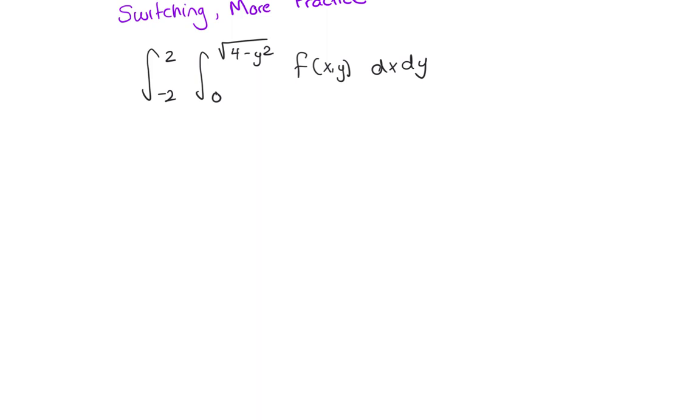All right, let's do one more example of switching the order of integration here. I'm going to do the same thing and look at this graphically. I've got x equals 0 and x equals the square root of 4 minus y squared as my x equals curves. So x equals 0 is going to be the y-axis. I'm thinking of this as the curve x equals 0.